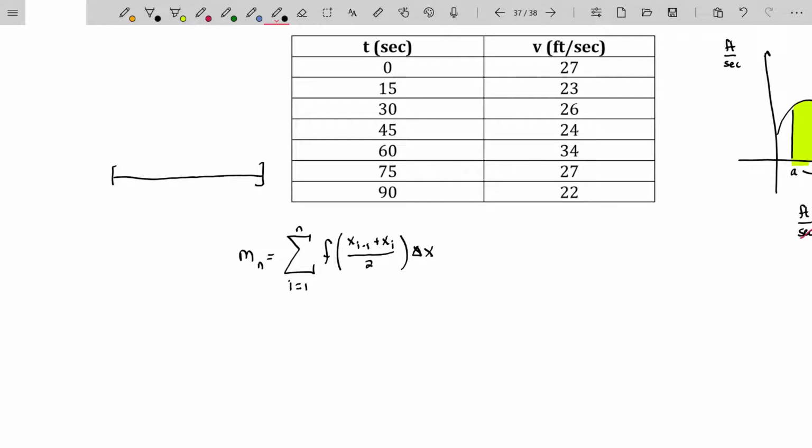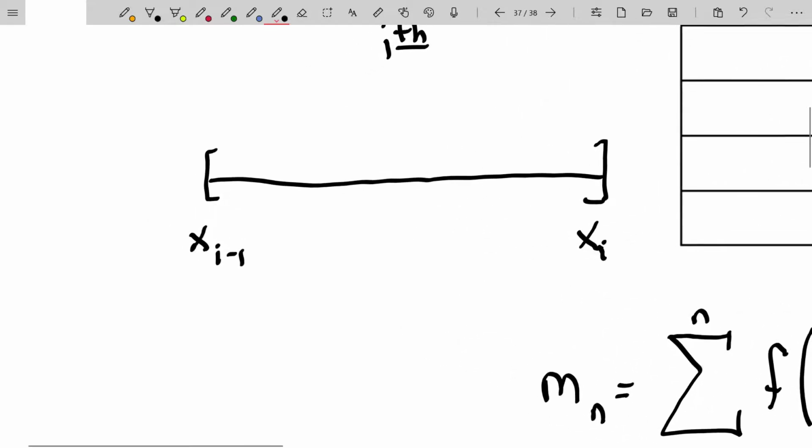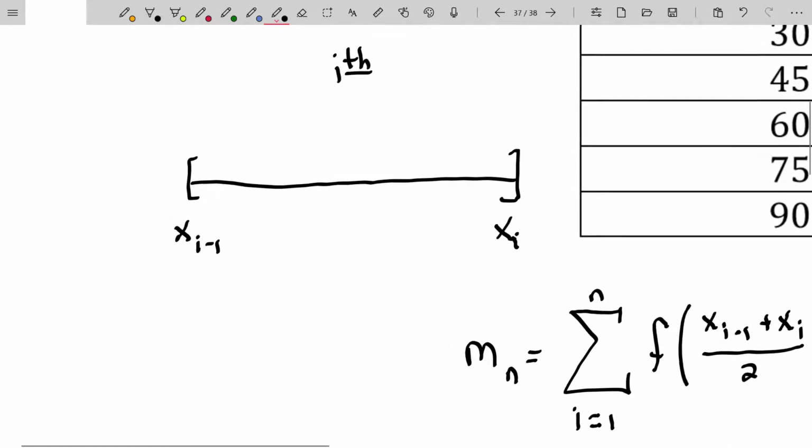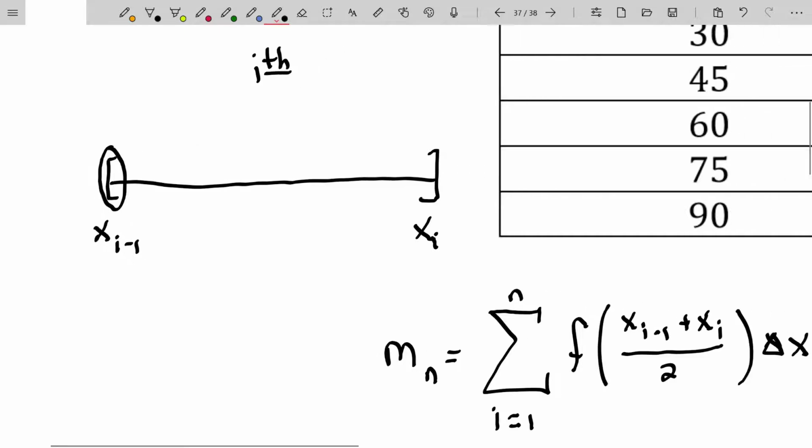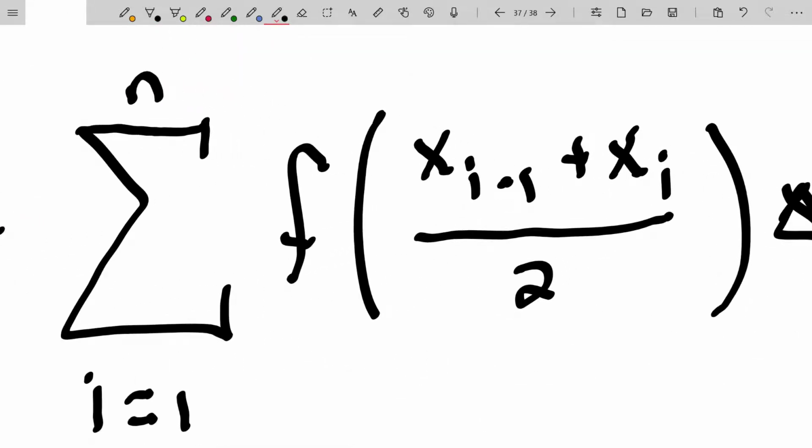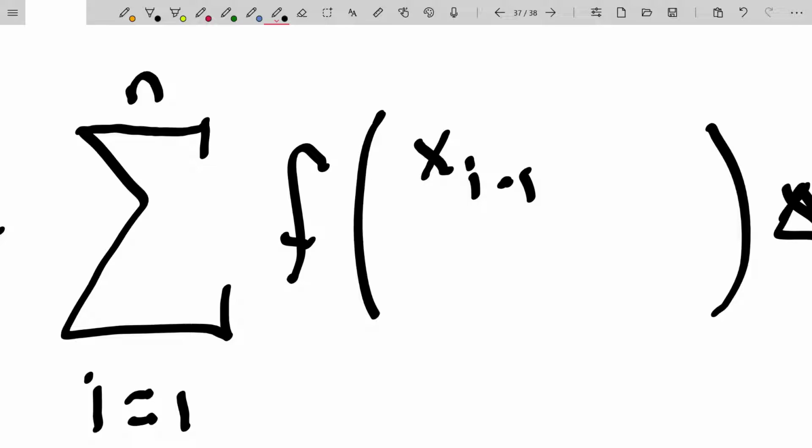But when we derived the method, we had a full interval from A to B, and then within that full interval from A to B, you had a bunch of sub-intervals, and the ith sub-interval was this one right here, x sub i minus 1 to x sub i. If you were using the left endpoint method, then you would evaluate the function at the left edge. And that's why the argument for our function would have been, if we were using the left endpoint method, just f of x sub i minus 1.